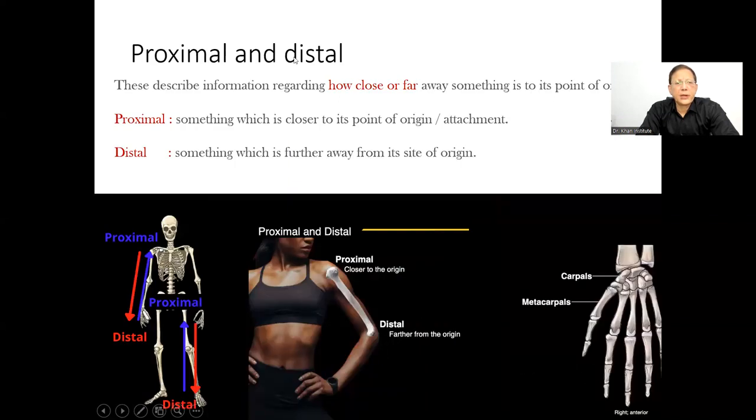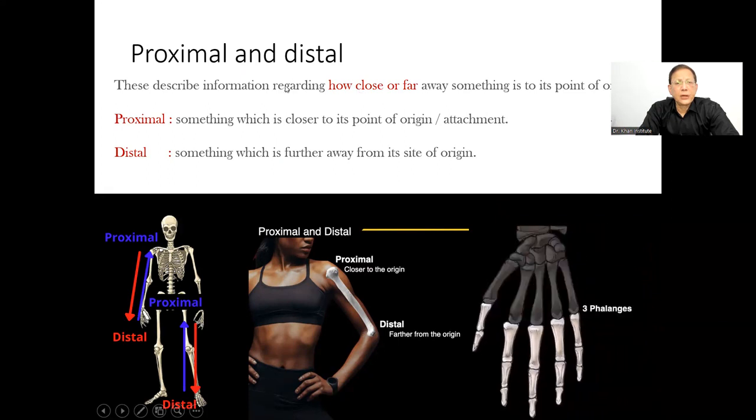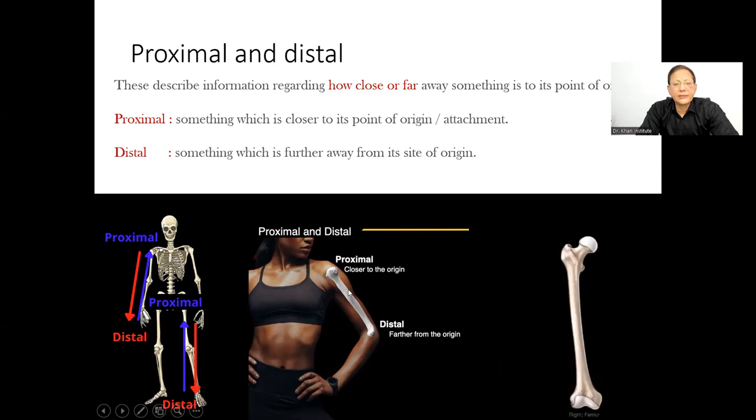The terms proximal and distal are used regarding how close or far something or any structure is from the point of origin. For example, here this is shown the shoulder joint as the point of attachment or point of origin. So anything close to it, or towards it, will be considered as proximal, while anything away from the shoulder joint will be considered as distal.